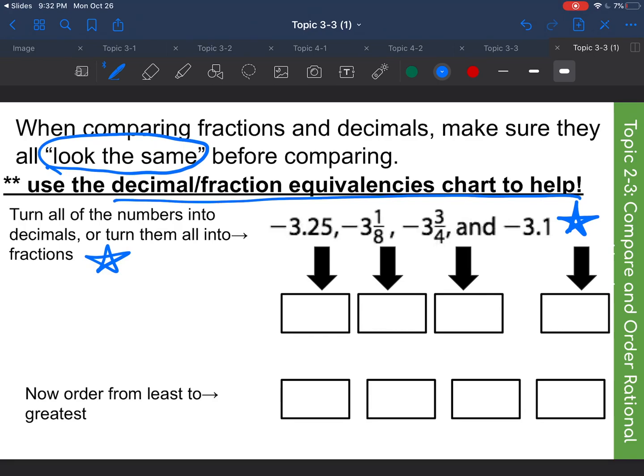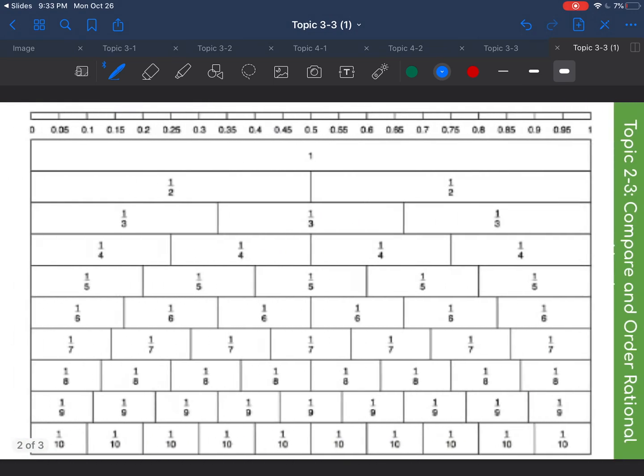Now, personally, I like turning everything into decimals because for me, it's easier to compare if they're all in decimal form. You may think the opposite, and that's totally fine, but I'm going to change all of these into decimals. So -3 and 25/100ths stays the same because it's already in decimal form. -3 and 1/8 is not in decimal form, so we need the decimal equivalent to 1/8. If you look at your chart, I see 1/8 is right here.